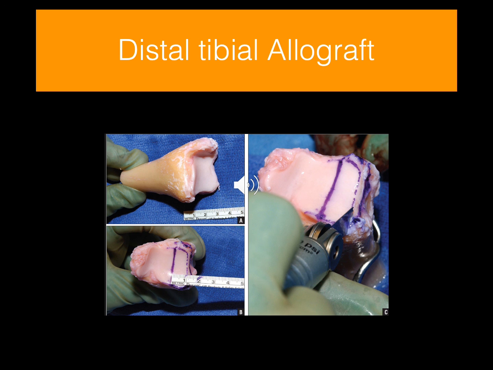Another option is the distal tibial allograft, which is used by some US surgeons who have ready access to tissue banks. And the distal tibia has an almost identical curvature as the anterior glenoid, so it's useful.